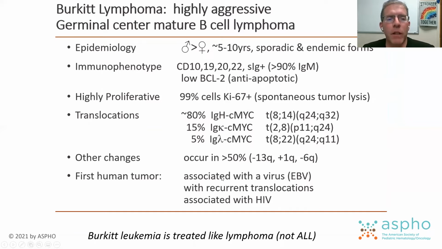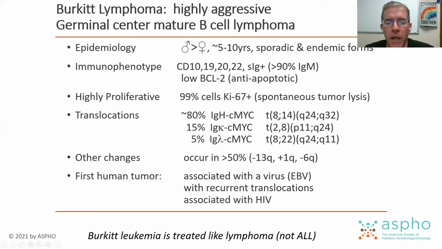This is the cheat sheet for Burkitt lymphoma. Boys more common than girls, usually 5-10 years of age. There are both sporadic and endemic forms, which we'll talk about. They have markers of a mature B cell. They are highly proliferative, and the memorizable translocations are MYC translocations.